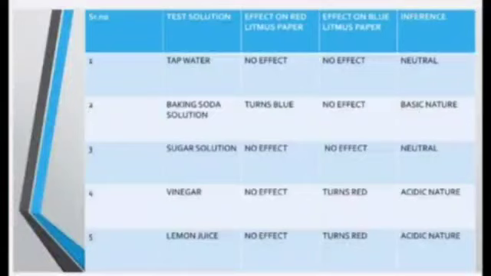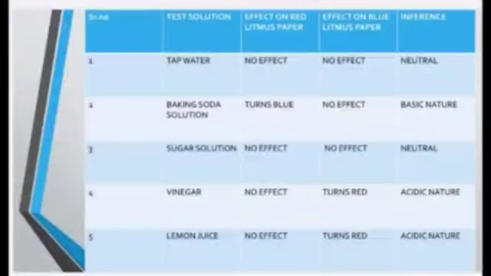Second is baking soda solution. With baking soda, red litmus paper turns to blue. So here you will write turns blue. And blue litmus paper remains blue only. No color change on blue litmus paper. No effect. So for inference you will write basic in nature. It means, as you know, bases turn red litmus paper blue. It means baking soda solution is basic in nature.